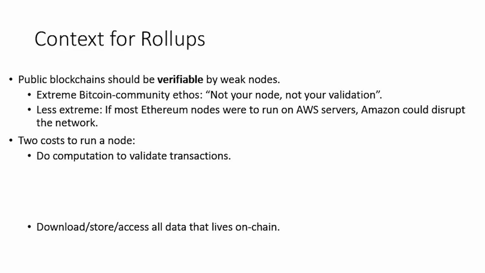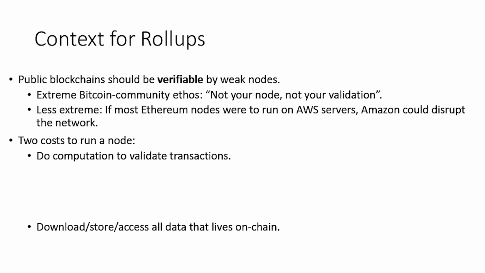A less extreme view is that if you need an Amazon server to run an Ethereum node, you can't call Ethereum decentralized at that point. So we ideally want it to be possible for weak devices to verify that all transactions that have been processed by the blockchain to date are valid. Okay, so there are two costs to running any blockchain node. The first is that they have to do computation to validate transactions.